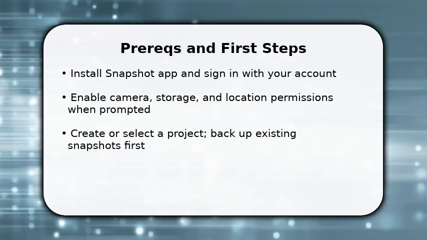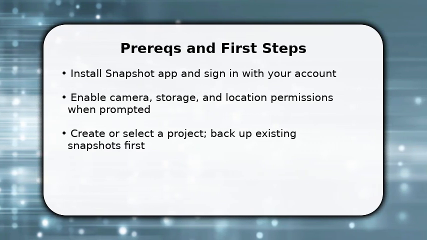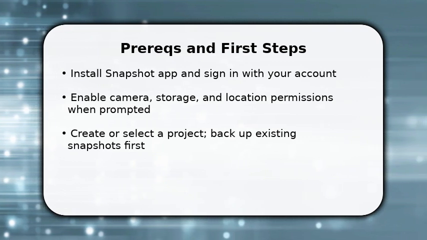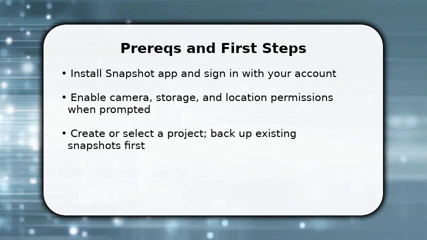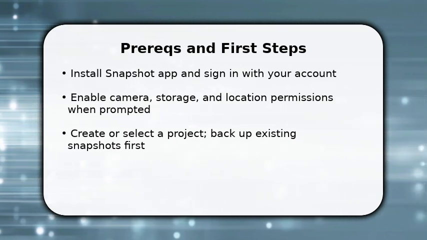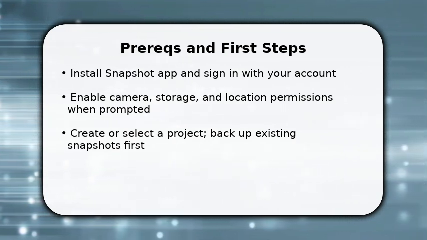You start by confirming prerequisites: app installed, permissions granted, and a project chosen. Open Snapshot and sign in. Once done, choose an existing project or create a new one and name it clearly. Make sure to back up any prior work before proceeding.